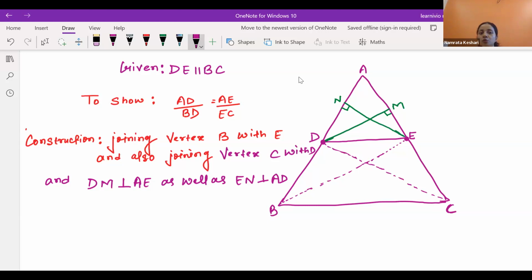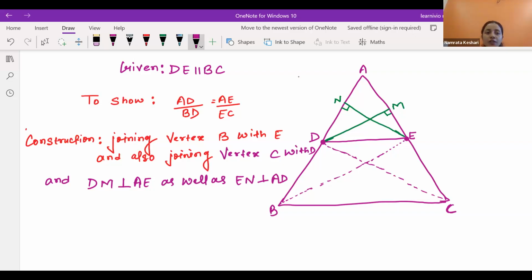Yes, ma'am. So we need to write it by drawing the perpendicular sign, or you can write it in statement form: DM is perpendicular to AE as well as EN is perpendicular to AD. So yes, this is the construction we are doing. After this step, we will be writing the areas: area of this triangle, area of that triangle.